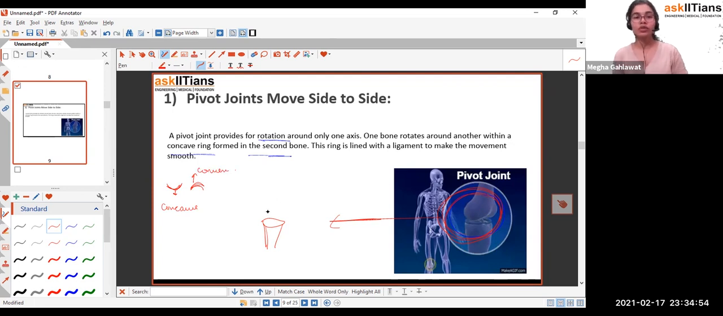So what really is happening is that a concave ring is formed here like this. If we draw a 3D structure of this, it will be like this. So the other bone which is present, the head of that other bone will move in multiple directions like this. I hope this is clear to you.